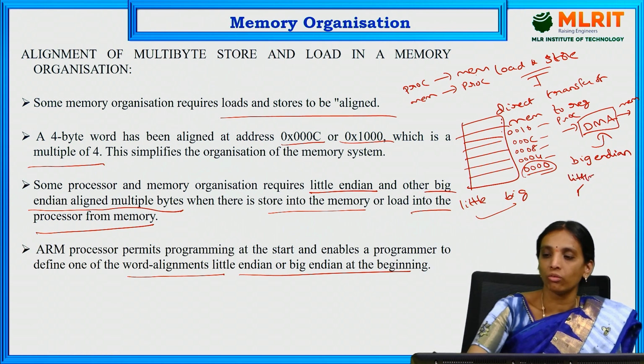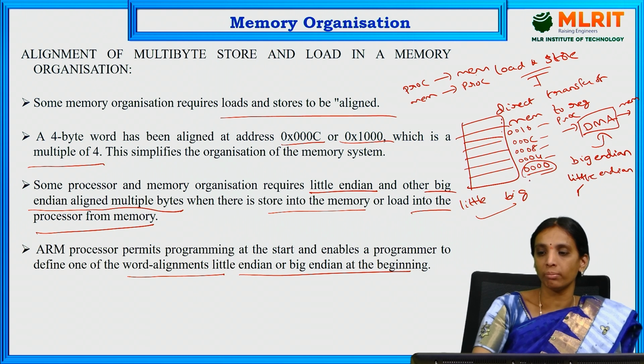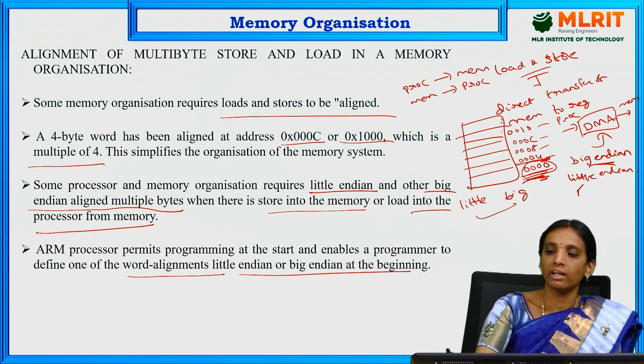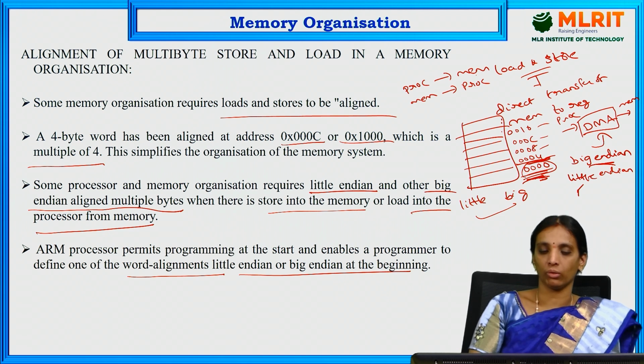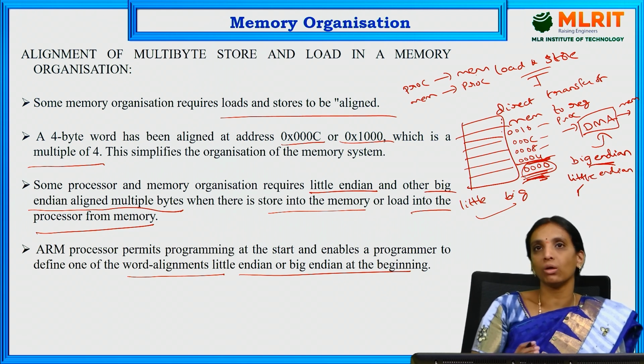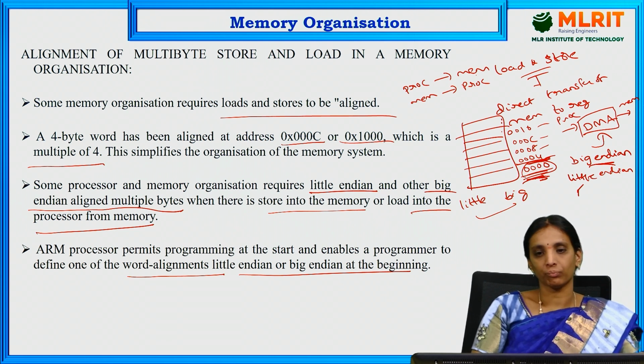Little endian mode means the LSB will be stored in the lowest memory location and the MSB will be stored in the highest memory location. Big endian mode means the MSB will be stored in the lower memory location and the LSB is stored in the higher memory location. At the beginning, the programmer needs to indicate to the processor, enabling it into either big endian mode or little endian mode.